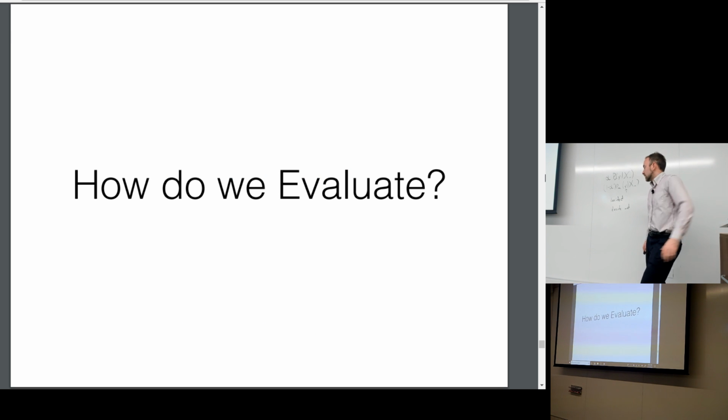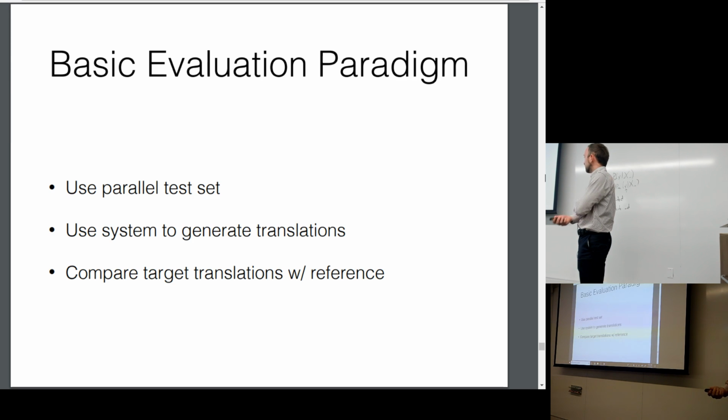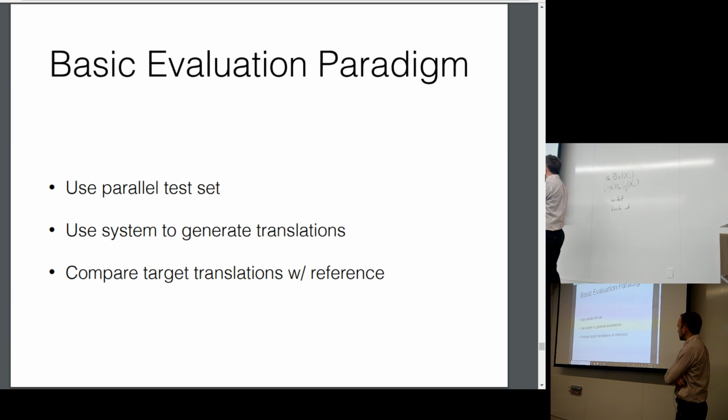Okay. So just a brief mention of how we evaluate things, because this becomes very important in sequence-to-sequence or attention-based encoder-decoder models. The basic paradigm is we have a parallel test set. We use this system to generate translations or captions or whatever. And then we compare the translations with a correct reference.